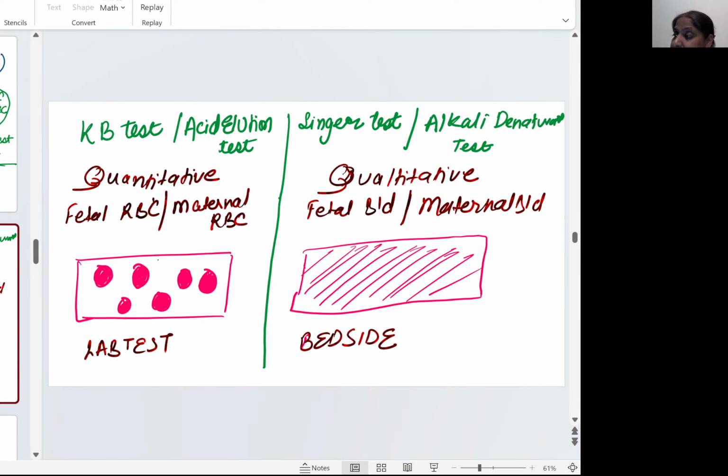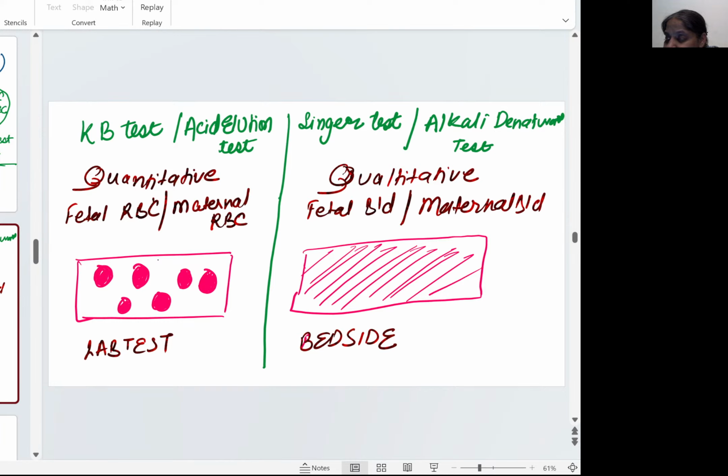The fetal blood is resistant to acid and alkali both. Okay, so the fetus has come outside, right? After delivery, the fetus is in our hand. The fetus is a newborn. So first of all we get the blood group of the fetus done. If it is positive, now we have to calculate how much feto-maternal hemorrhage has occurred.